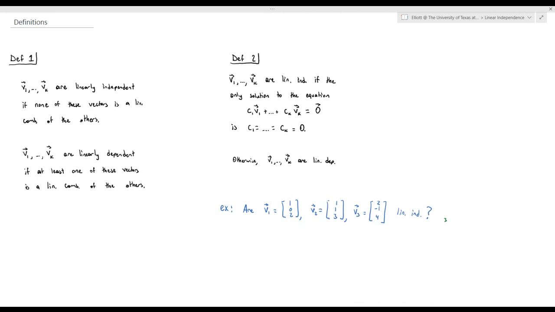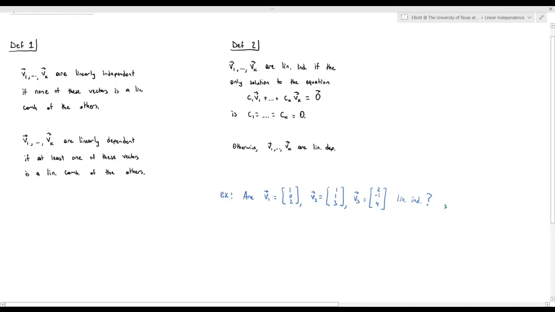Okay, so linear independence, there's a couple of different definitions of linear independence. So I've written a couple of different definitions here. I'll talk about each of them. So here's the first definition of linear independence and linear dependence. Let's take a look at definition 1.